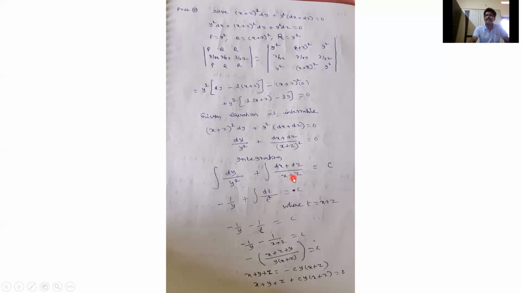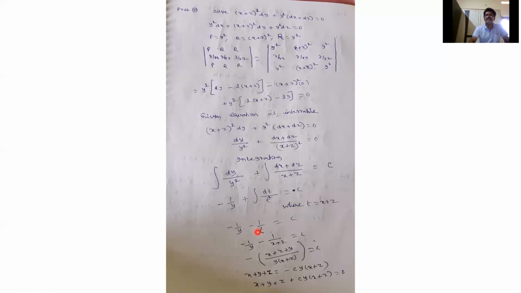Here, x in place of x plus z; only x plus z is there. So we get dt by t square. Finally, what is the integral of 1 by t square? We know it is minus 1 by t, like the integral of 1 by y square is minus 1 by y. So the integral of 1 by t square with respect to t is minus 1 by t. Finally we are getting minus 1 by y minus 1 by t is equal to c.